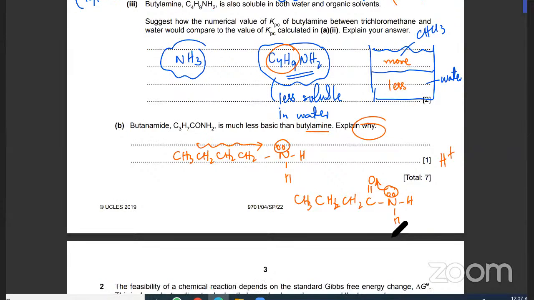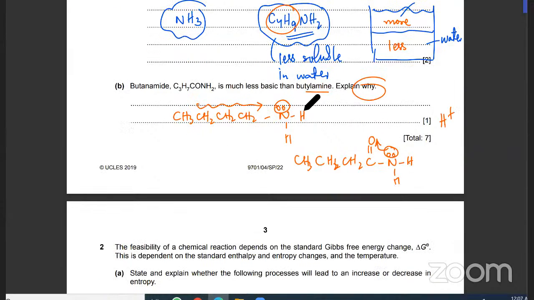Remember, for bases, if you've got electron donating groups, the more alkyl chains you have, the more basic it's going to be. The more electron withdrawing groups you have, the less basic it's going to be. Benzene is an electron withdrawing group. Amides, with C=O, have an electron withdrawing effect as well. So anything that has an electron withdrawing effect, the basicity will decrease.